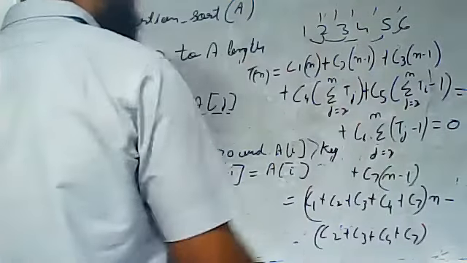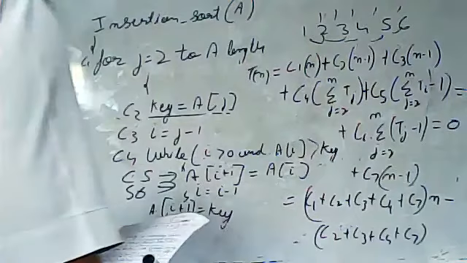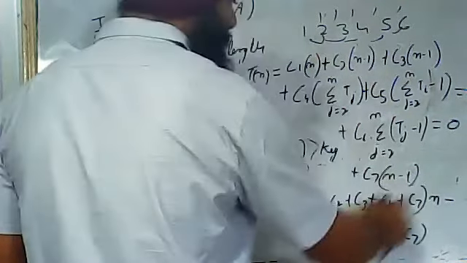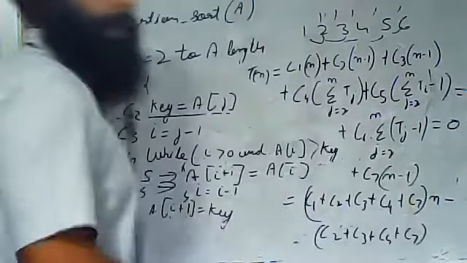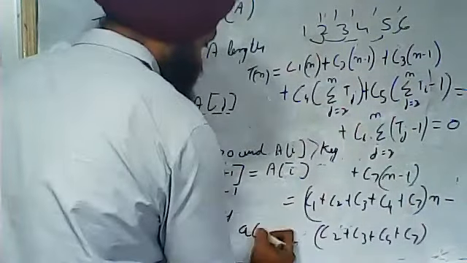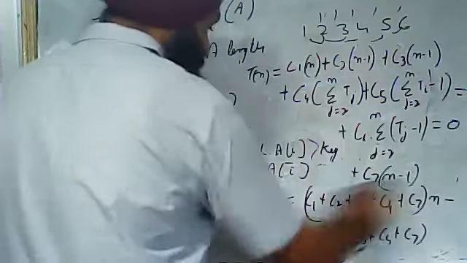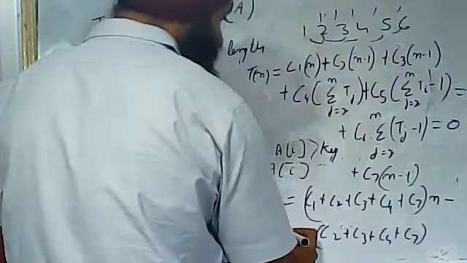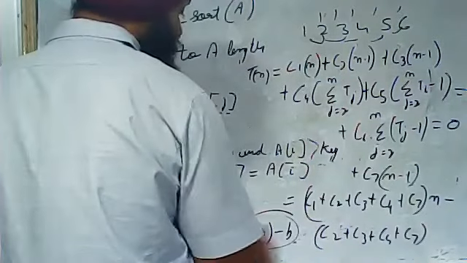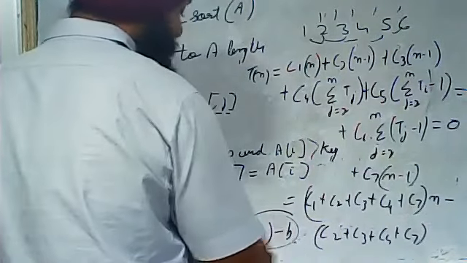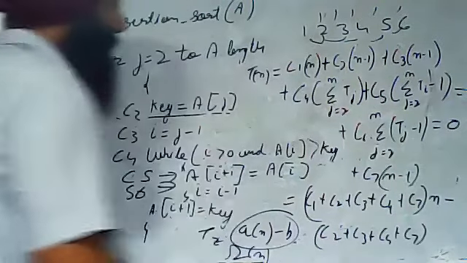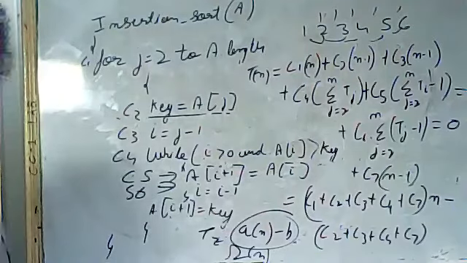Okay, this will become the term, and if I assign a bigger constant to all these constants, this will become a of n minus b. So this is our time. Because this is the bigger term, we can say this is omega of n, the best case, omega of n.